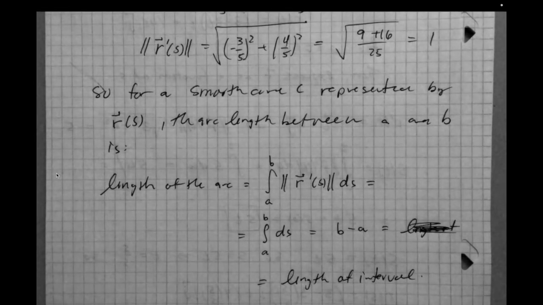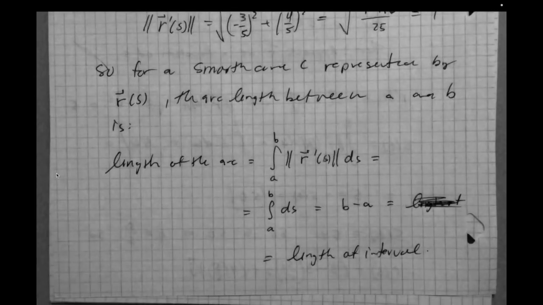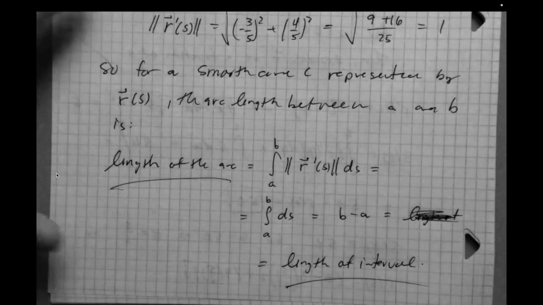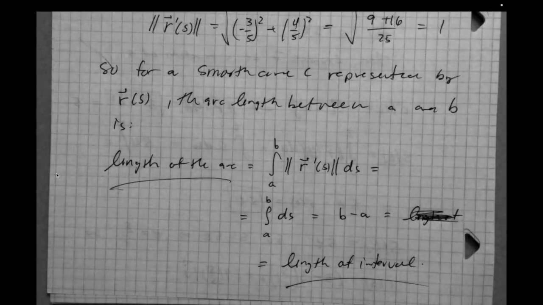So for a smooth curve C represented by r of s, where s is the arc length parameter, the arc length between a and b is equal to the length of the interval. Which is extremely convenient. We'll see some examples of why that's so convenient in a second. This should remind you of radian measure from trigonometry. Why did we like radian measure? Well, it aligns with the angles.